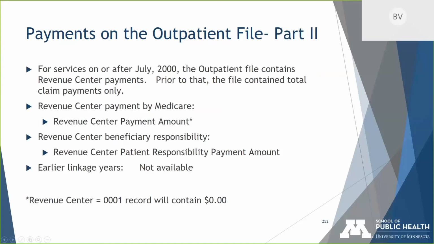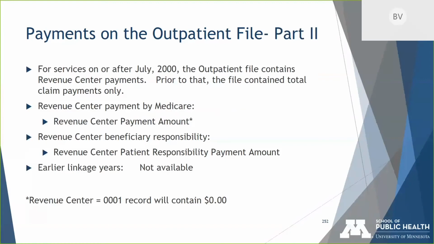For anything that happened after July of 2000, the outpatient file contains revenue center payments, but before that it contained total claim payments only. However, when ambulatory payment classifications came into effect, if you were to select in the outpatient file just on one service, and the APC is not associated with that particular service, it may look like the revenue center payment is 0, even though there may be payment associated with it. So you may need to step back and look at the total claim to see what's going on.